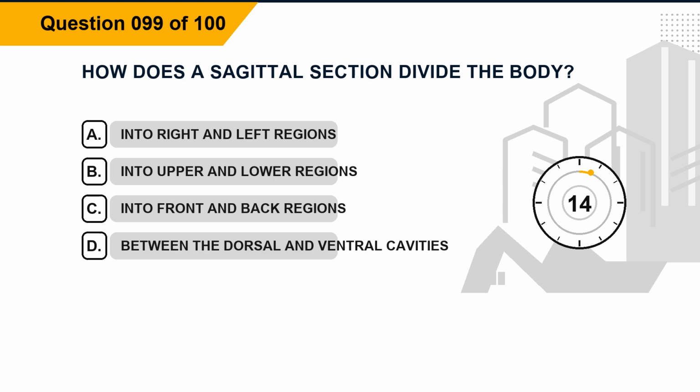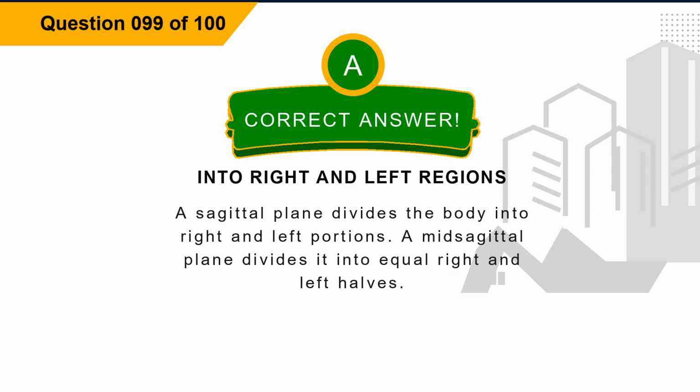Question 99. How does a sagittal section divide the body? Option A, into right and left regions. Option B, into upper and lower regions. Option C, into front and back regions. Option D, between the dorsal and ventral cavities. The correct answer is option A, into right and left regions. Explanation. A sagittal plane divides the body into right and left portions. A mid-sagittal plane divides it into equal right and left halves.